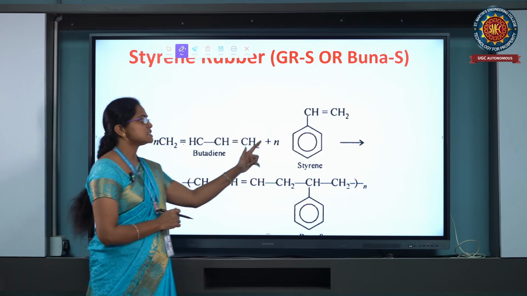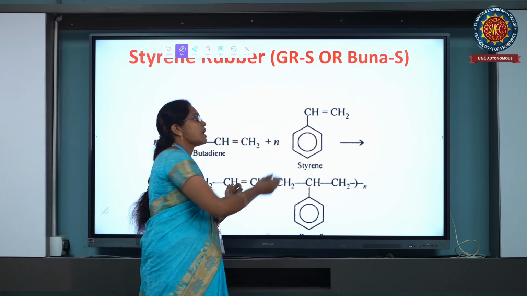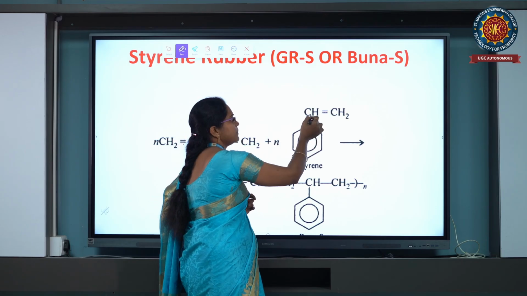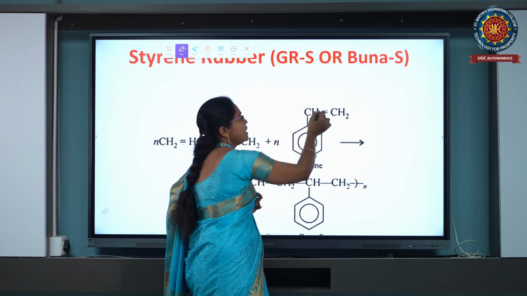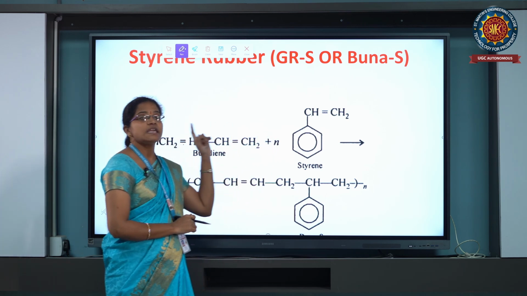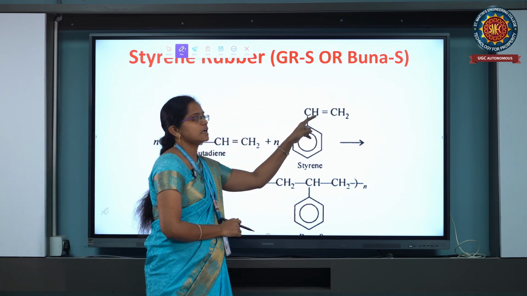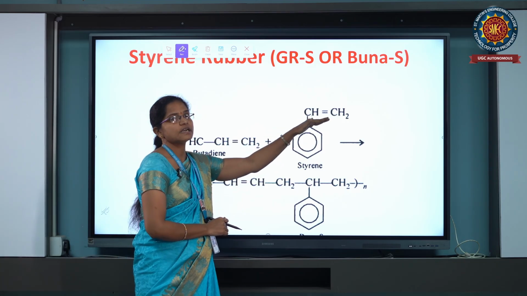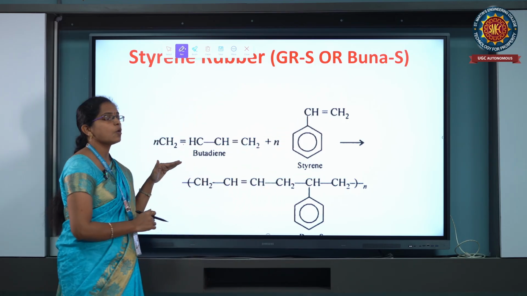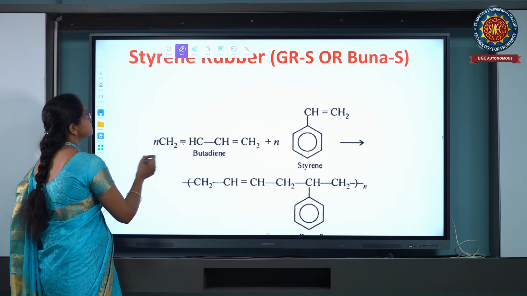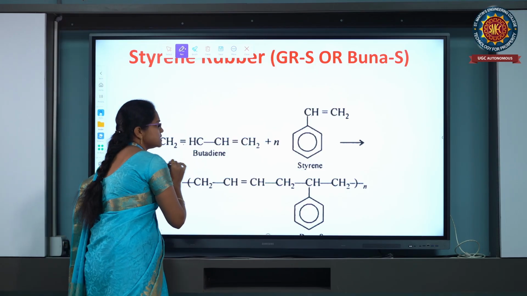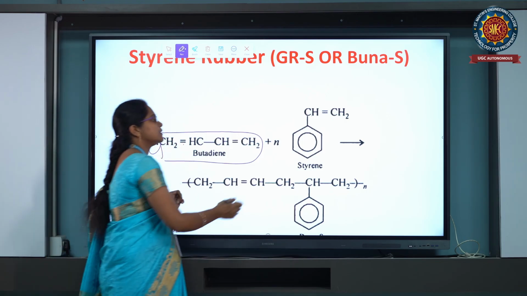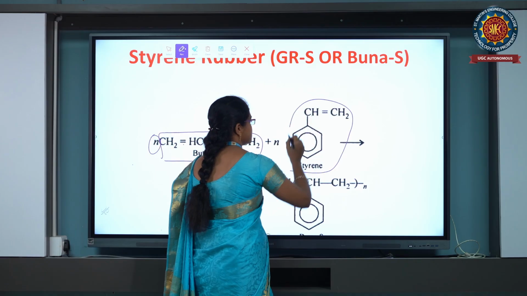Next one, styrene. Styrene has a benzene ring with a CH2 double bond group attached, an ethene group present in the styrene. That is styrene. Okay, these are the monomers. N number of butadiene monomers and N number of styrene monomers are present.